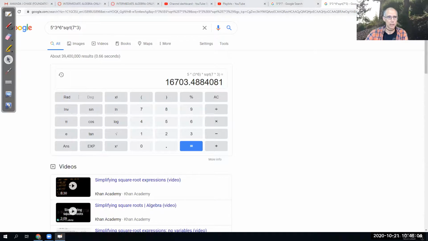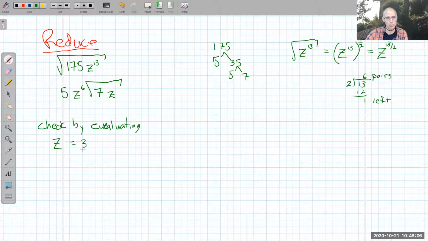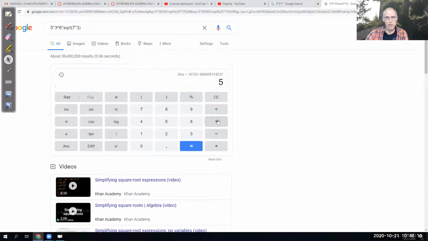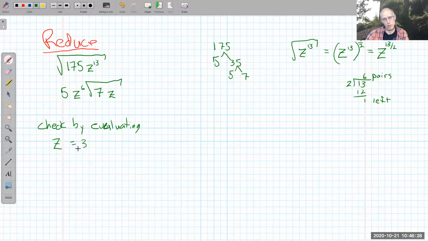So just double check here. I'm entering the second version to see if it matches with z equals 3. And so that would be 5 times z equals 3 raised to the power 6 times the square root of 7 times z equals 3. Close parentheses, and I get the same number as before. So just because it checks for one number doesn't mean it will check for all, but it's a good start. So this is leading me in the right direction. It seems like this is a check on my calculator.